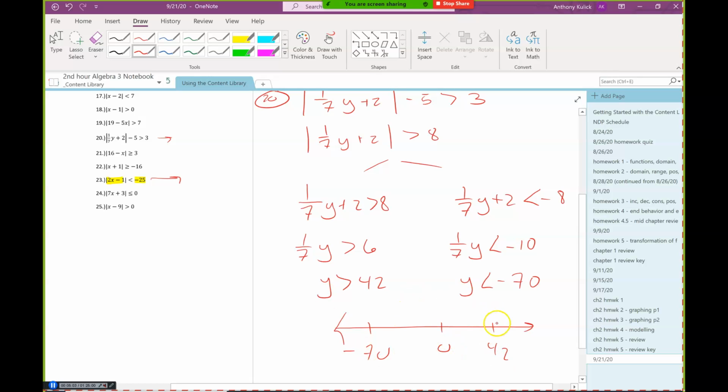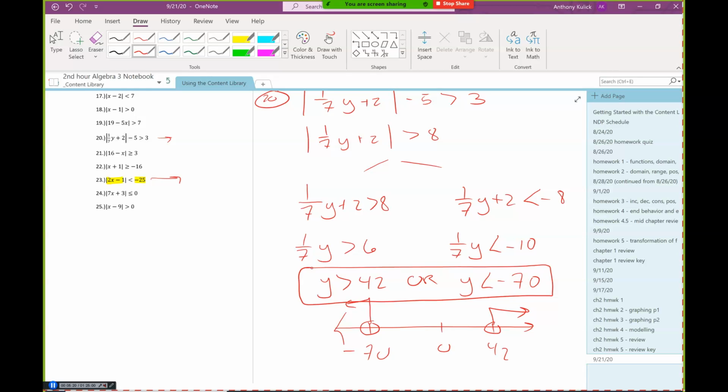So x is greater than 42 is that. x is less than negative 70 should be that. So this would be an OR inequality. Is that okay, Hallie? Sure.